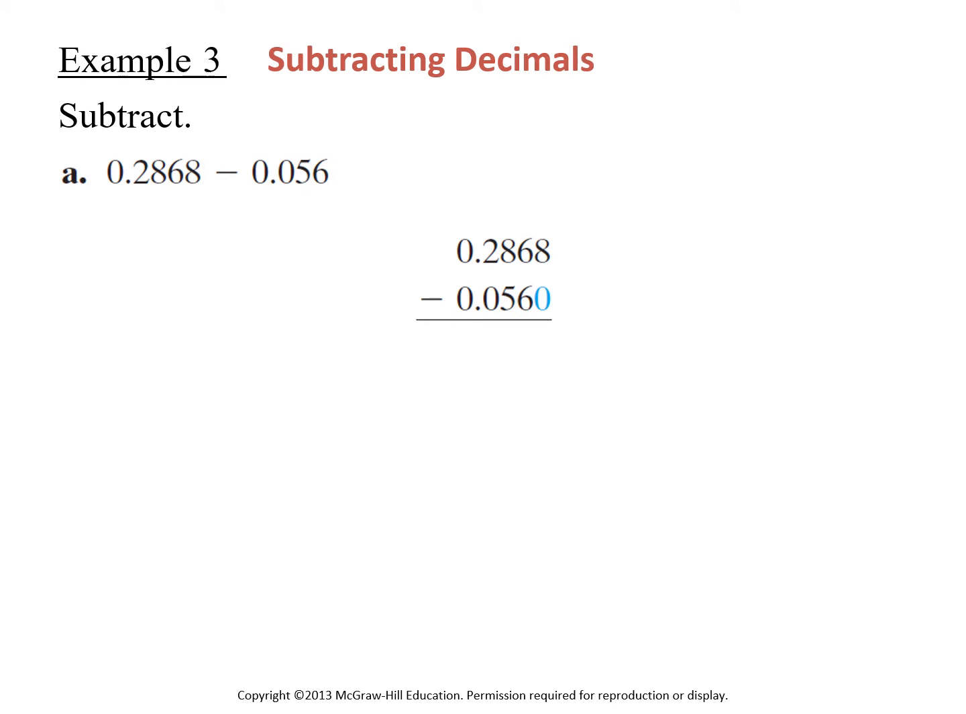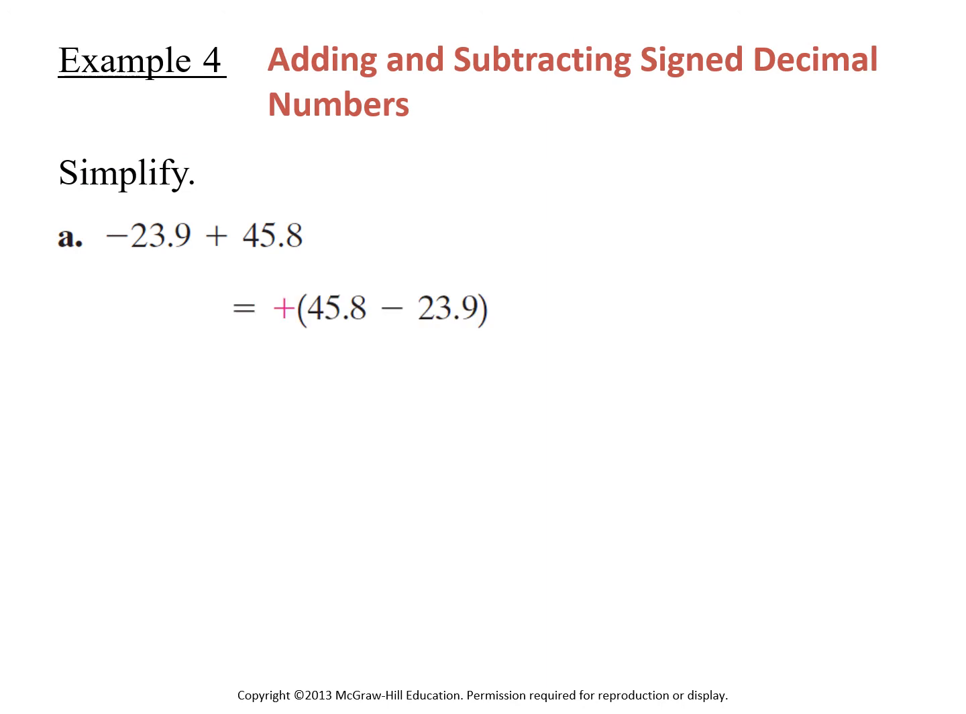So when we do the subtraction, it's going to be the same way. We just line up the decimal points and we subtract as though they were whole numbers. When we work with signed numbers, it's no different than we work with integers. Negative 23.9 plus 45.8. We're going to subtract and use the sign of the number with the larger absolute value. So we do the 45.8 minus 23.9 and then recognize that our answer is positive.